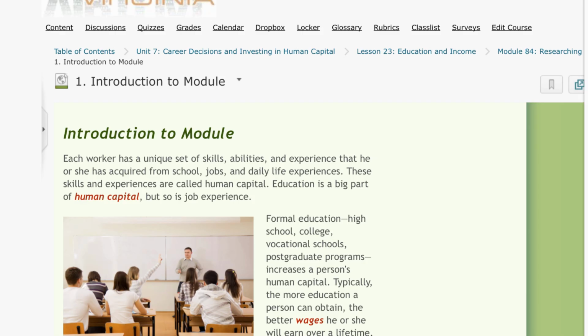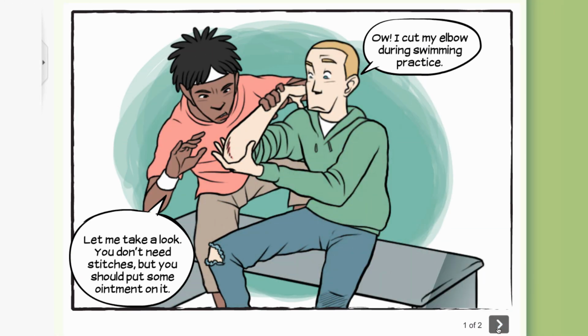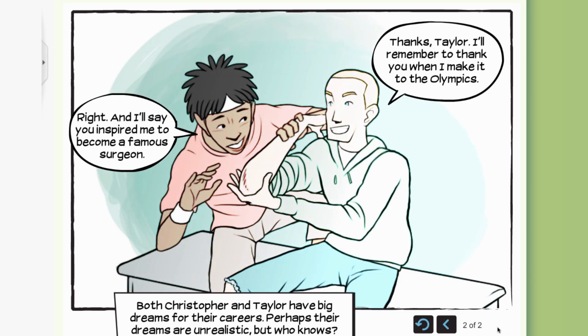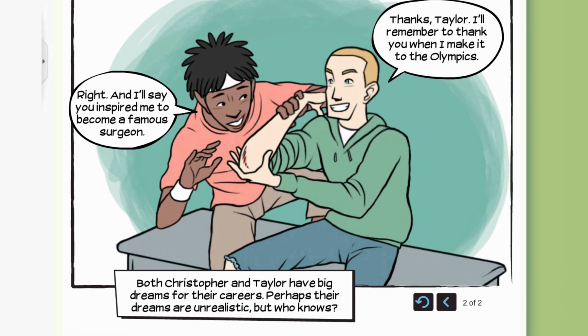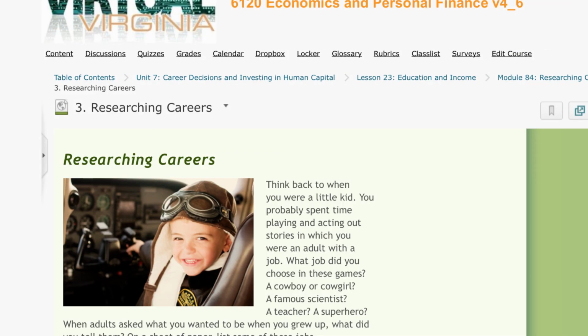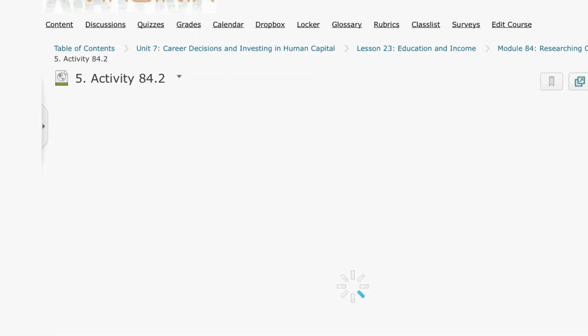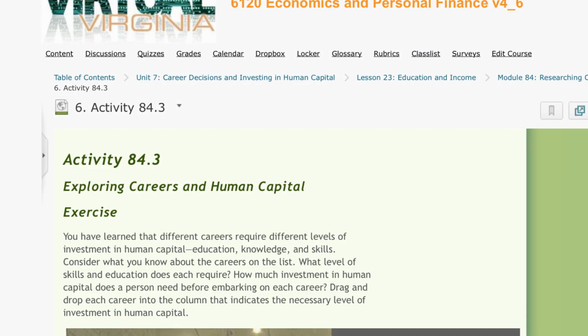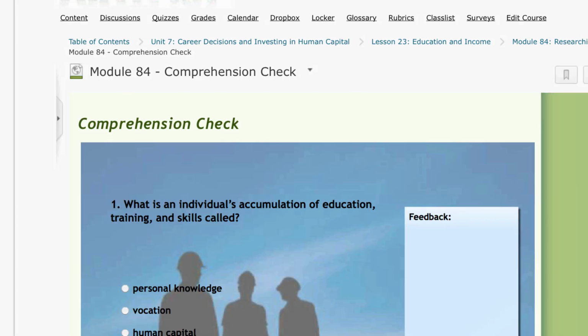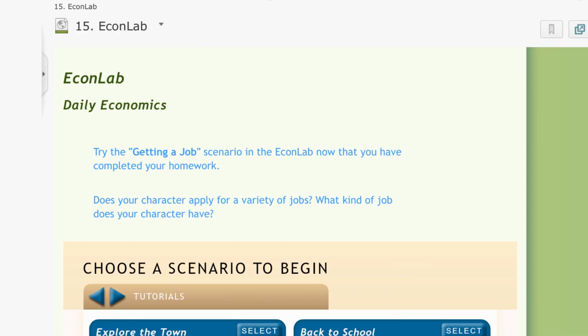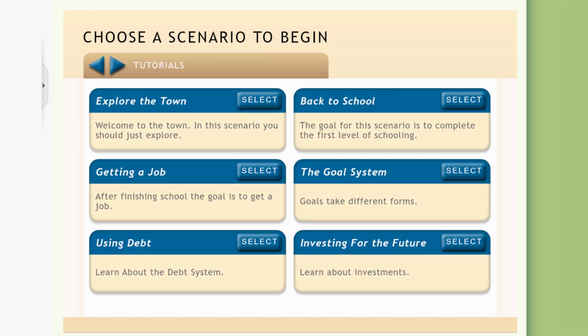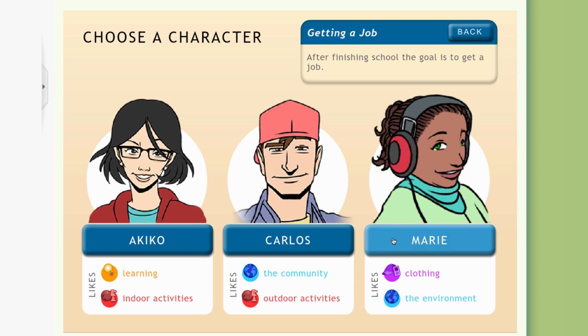At the beginning of each module there were cartoon characters that would engage students with a graphic style novel approach. Students would learn succinctly what the lesson was about, and then they would go into depth learning about, in this case, jobs and occupations. There would be activities, a summary, and then assessments. Then students would go to the EconLab. The EconLab was a chance to do a little more open-ended investigation, exploring the town or getting a job.